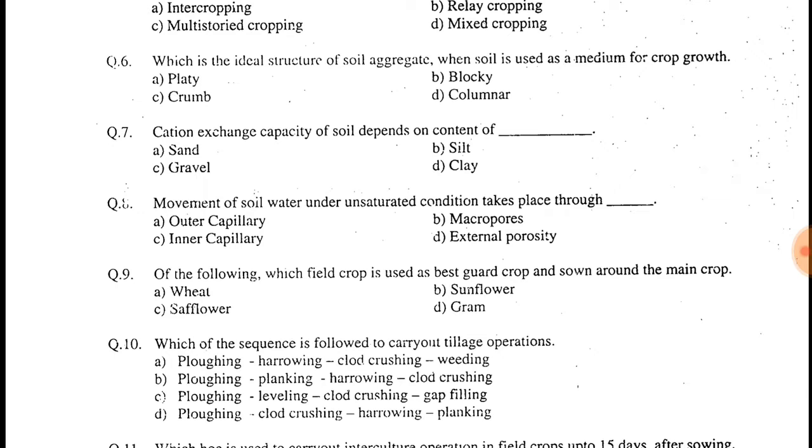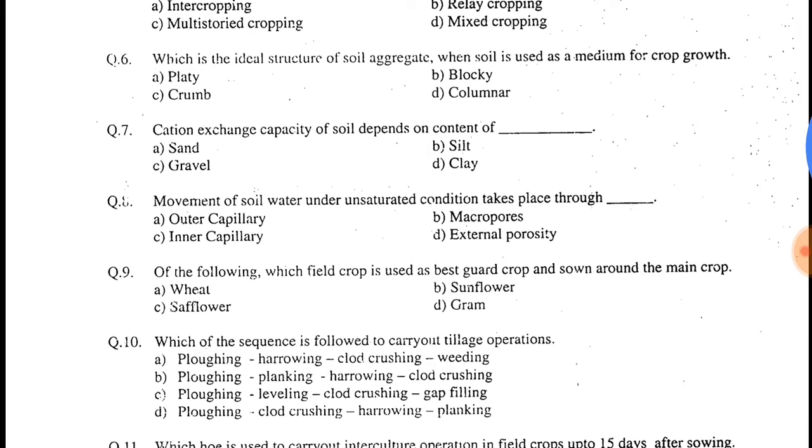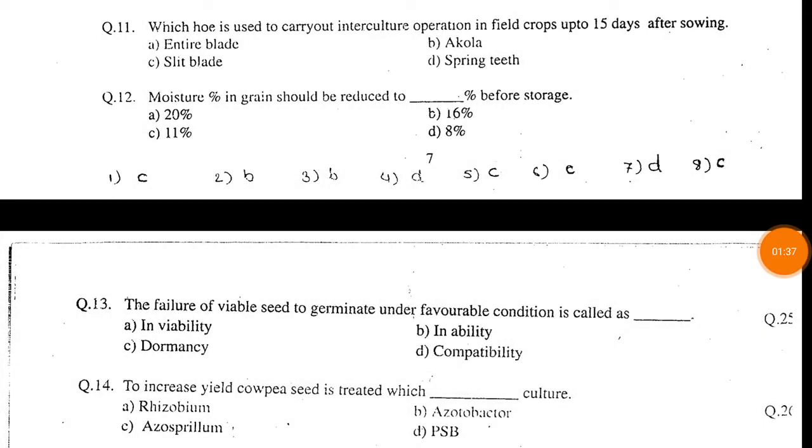Question number 9. Of the following, which field crop is used as a guard crop and sown around the main crop? Safflower. Gram. Which sequence is followed to carry out tillage operations? Plowing, clod crushing, harrowing, planking. Which hoe is used to carry out interculture operation in field crops up to 15 days after sowing? Silt blade. Question 12. Moisture percent in grain should be reduced to 11% before storage.